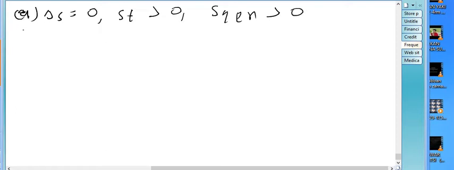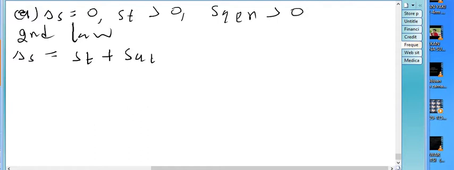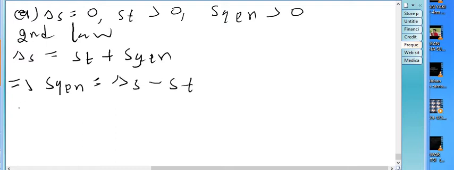So we apply the first law. That is, the entropy change is equal to the entropy transfer plus the entropy generated. Now, making the entropy generated the subject of the formula, the entropy generated is equal to the entropy change minus the entropy transfer. So that is 0 minus the entropy transfer, which is greater than 0.